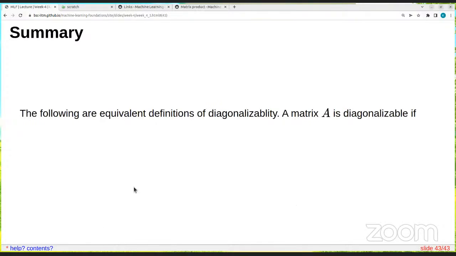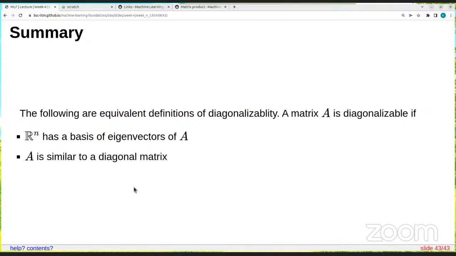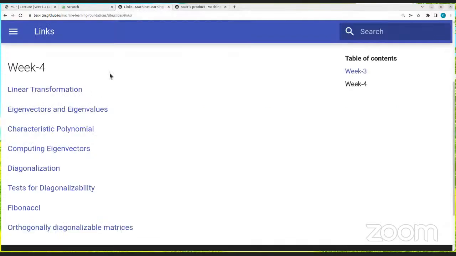Okay, so the summary from this part is that a matrix A is diagonalizable if R^n has a basis of eigenvectors of A. That is one definition. And the second definition is that A is similar to a diagonal matrix. So these are the definitions for a diagonalizable matrix, and that is the end of one section. Any questions, or shall we move on to the next part? Move on, sir. Okay.